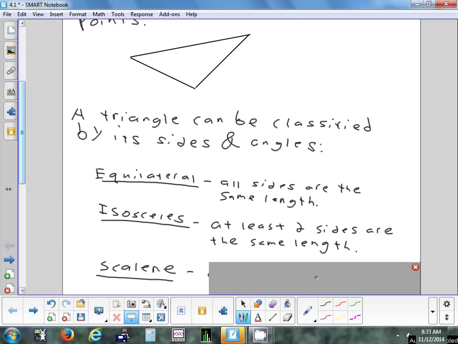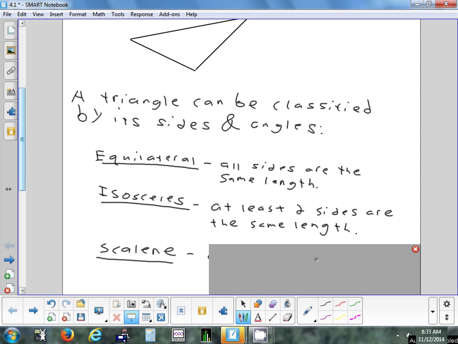Yep. An equilateral triangle can be also classified as an isosceles triangle. If we define it this way, which is the way the book does, technically an equilateral triangle would also be considered isosceles because it also has at least two sides the same length. Depending on what kind of book you look at, sometimes they have exactly two, sometimes they say at least two. We're going with the one in the book, at least two.